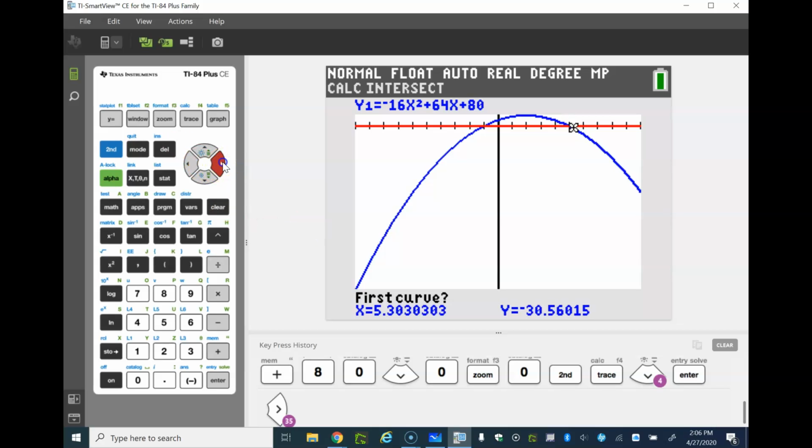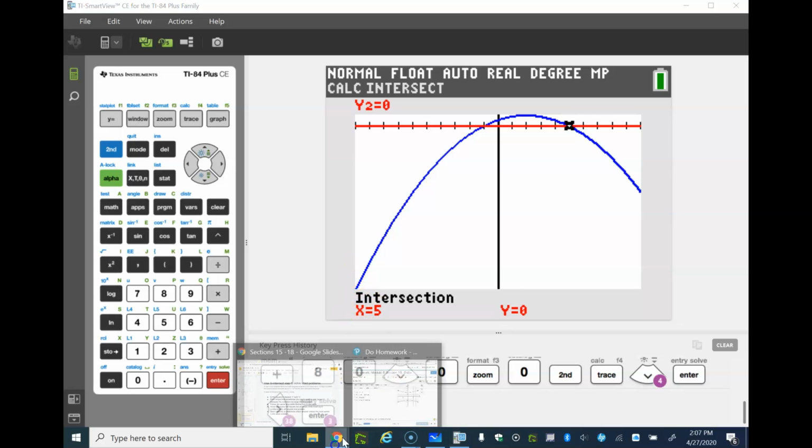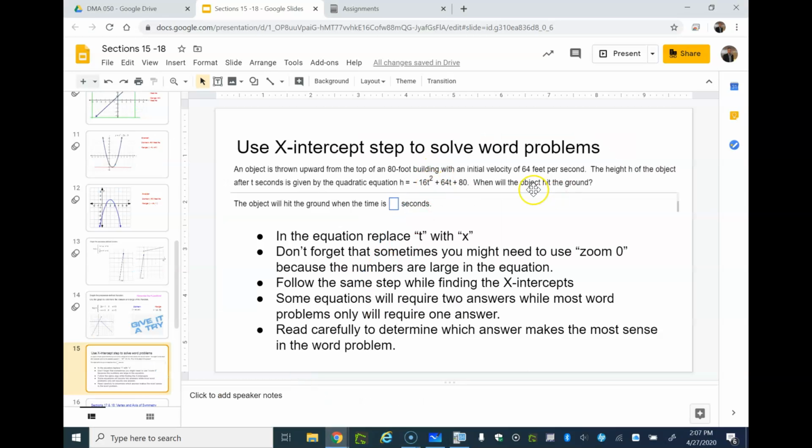It doesn't actually have to be on it. It can be somewhere near it. Then you're going to hit enter three times. 1, 2, 3. And here's our answer. After 5 seconds of throwing the ball from the building, the ball will hit the ground. So the answer, when it asks when will the ball hit the ground, is that the object will hit the ground when the time is 5 seconds.